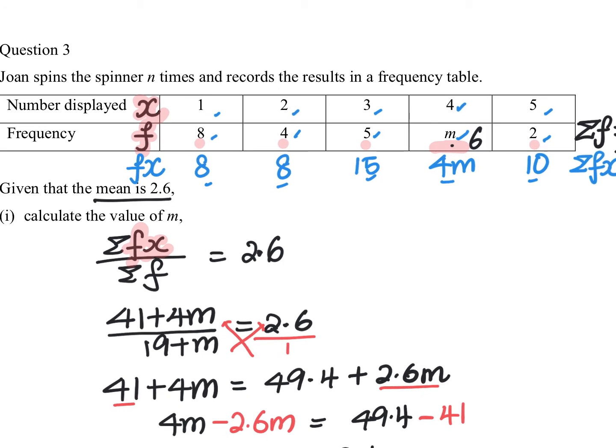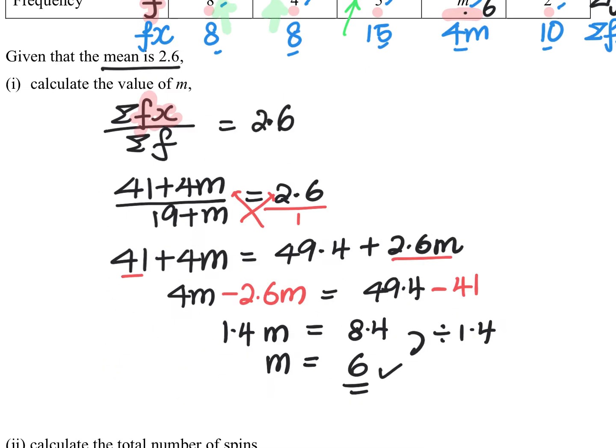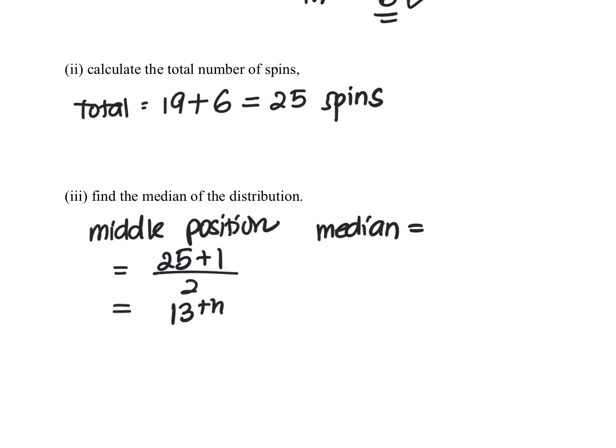Let's take a look at our frequency. I have 8 over here. 8 plus another 4, I have a total of 12. So that means my median, the 13th number, must be inside here. And what's the number that it displayed? The number is 3. So in this case, the median will be the value 3.